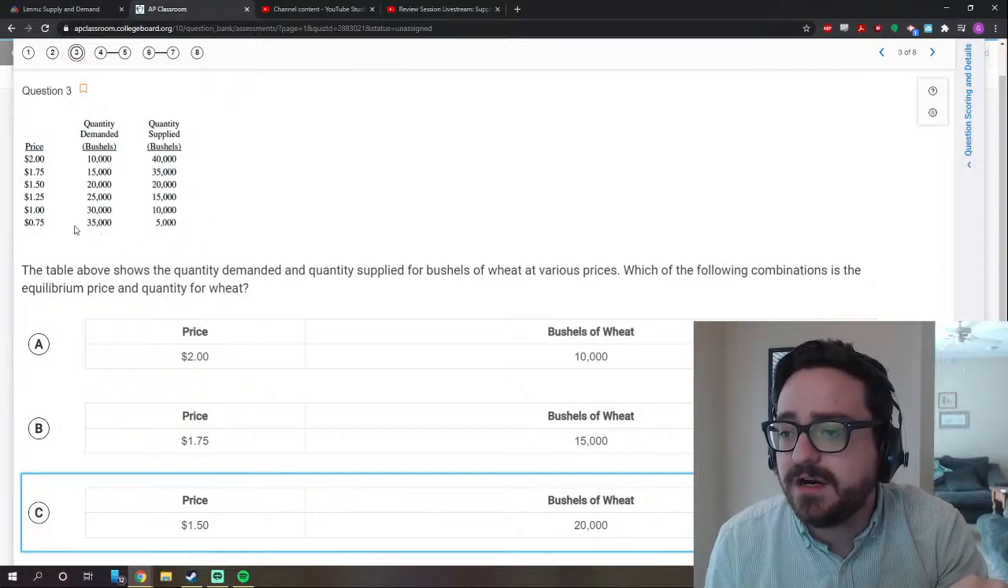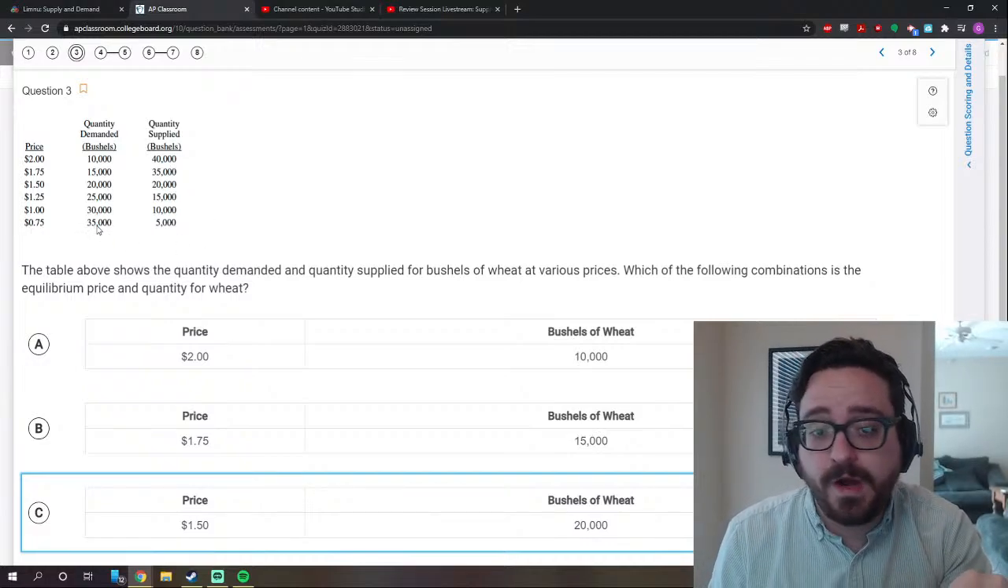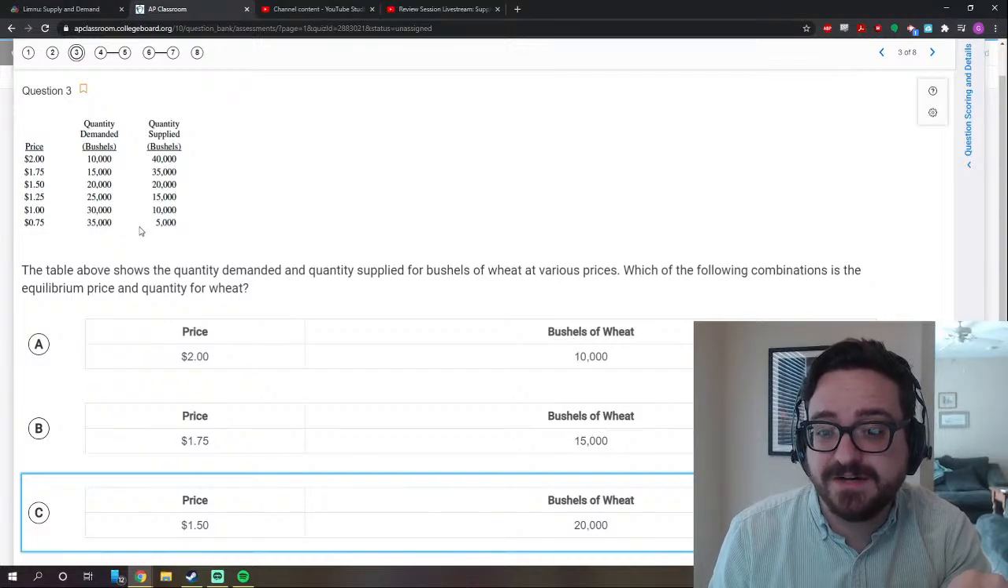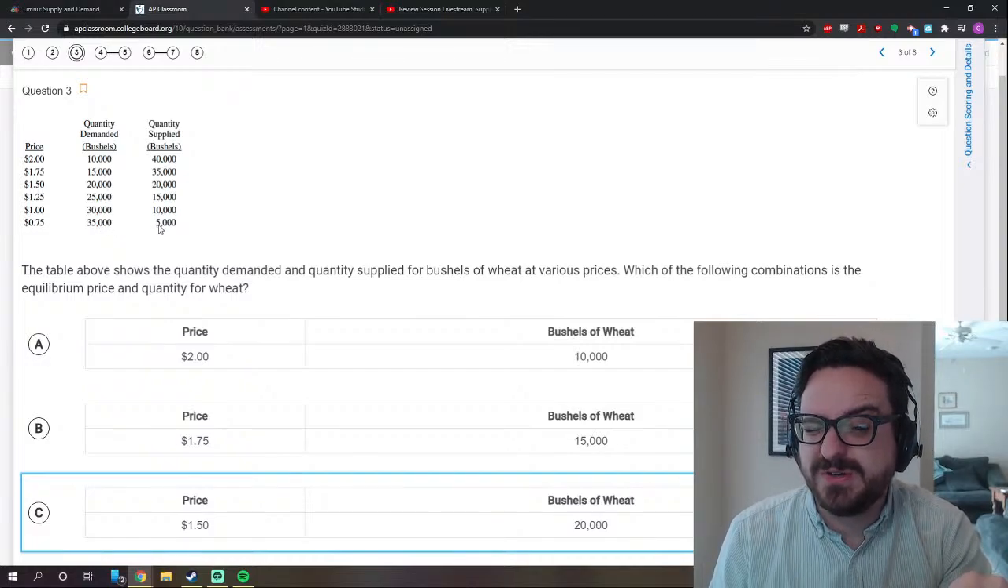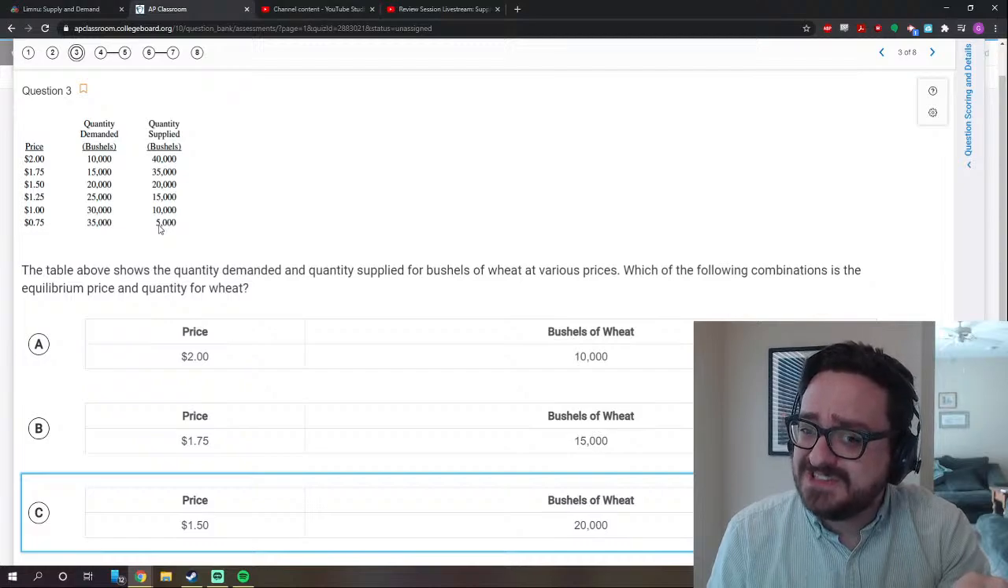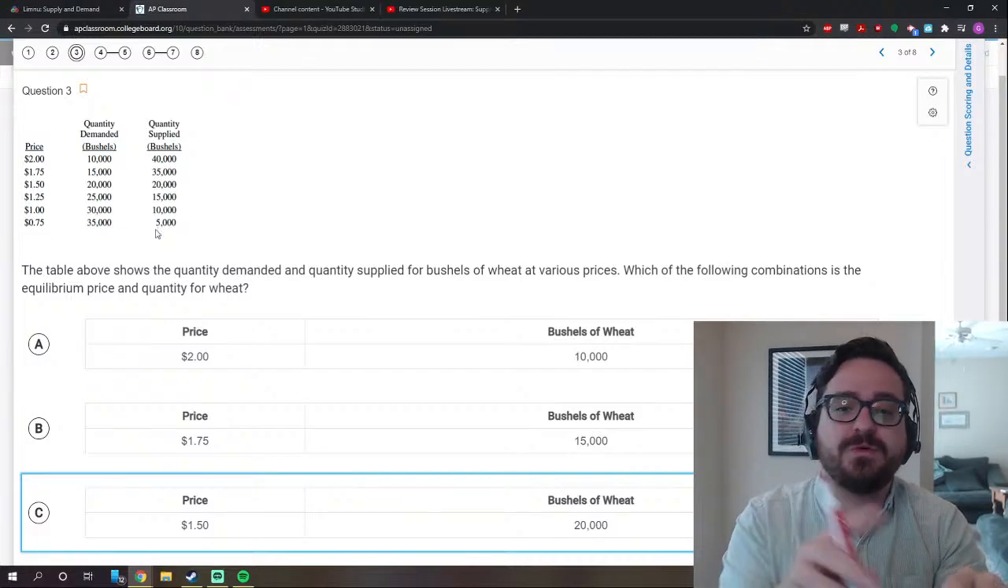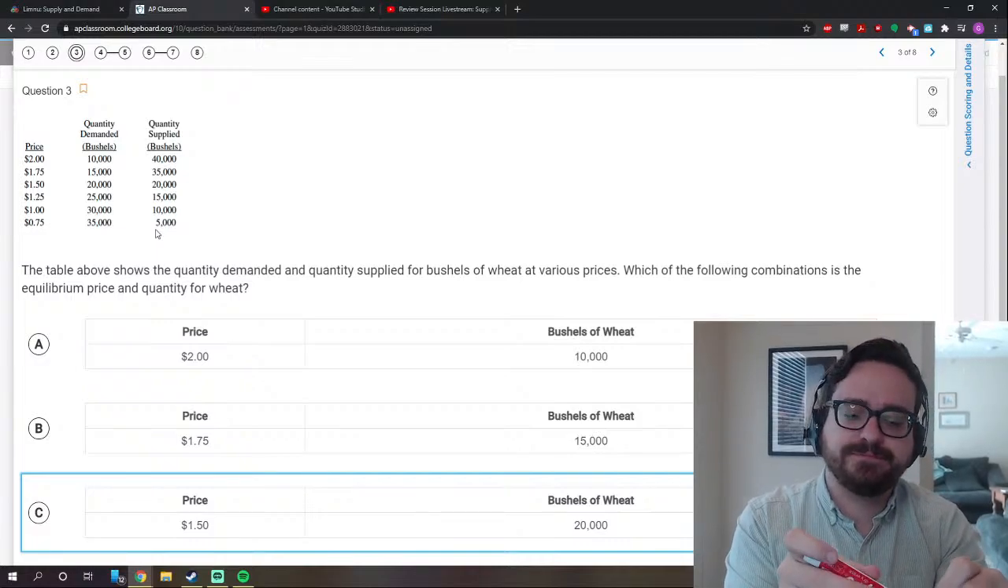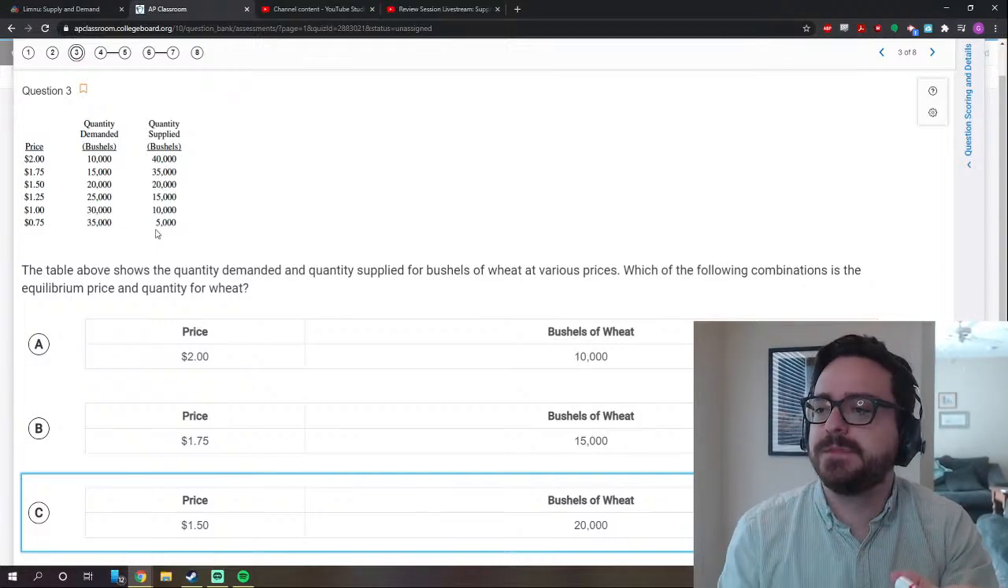And if it was down here at 75 cents, people would want to buy 35,000 of it. Businesses would only be able to produce 5K of it. So there'd be 30,000 orders that couldn't be filled. So that'd be a shortage.